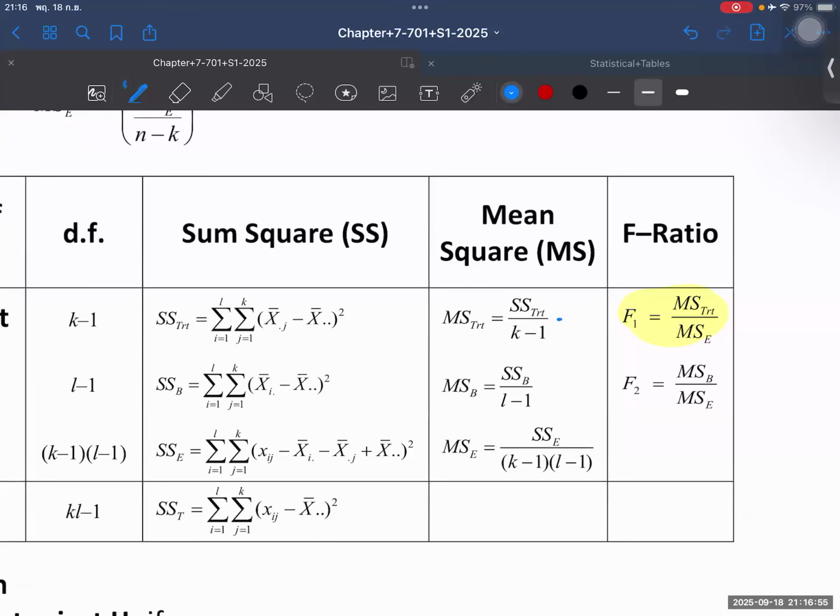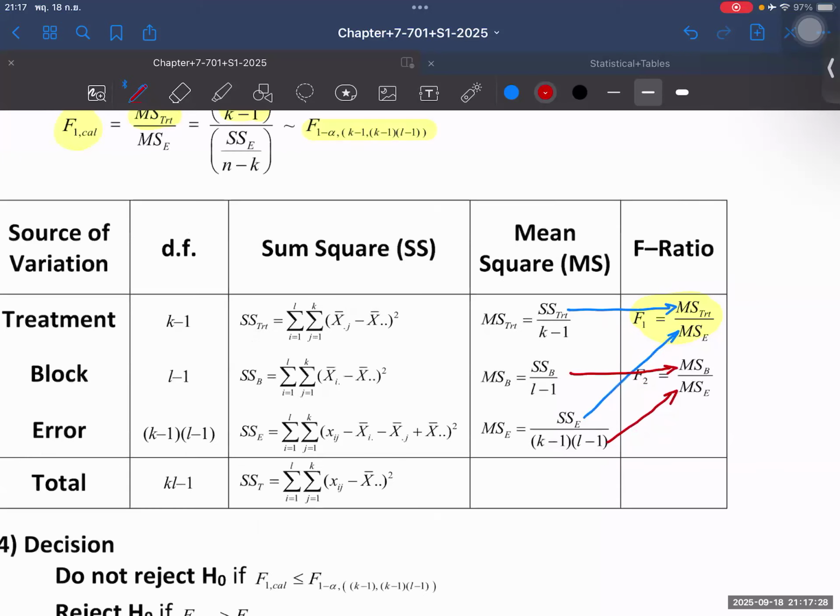And the last one, you be careful for this. You can calculate F1 as the mean square treatment with the mean square error like this. So this is calculated by this, and this is calculated by this. So someone who uses this divided by this is wrong. And the last one, you can calculate by the mean square block, and F2 uses the mean square like this. So be careful when you want to complete the table.